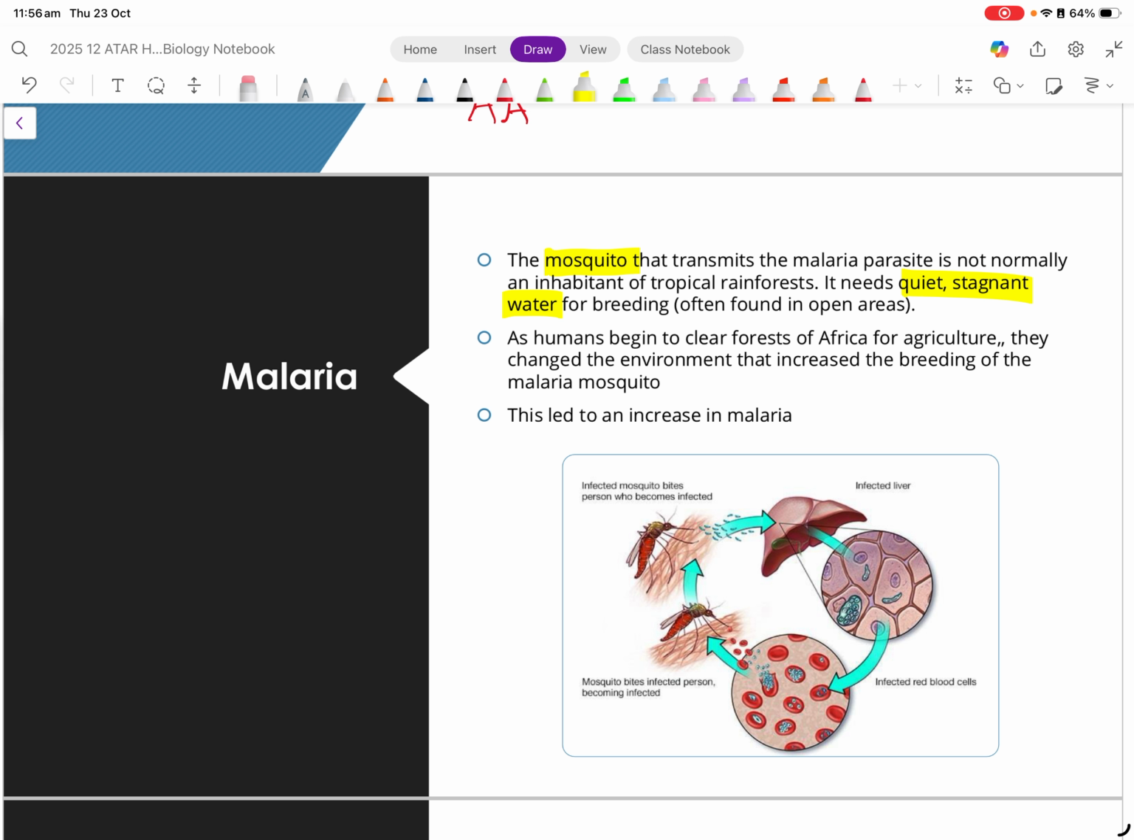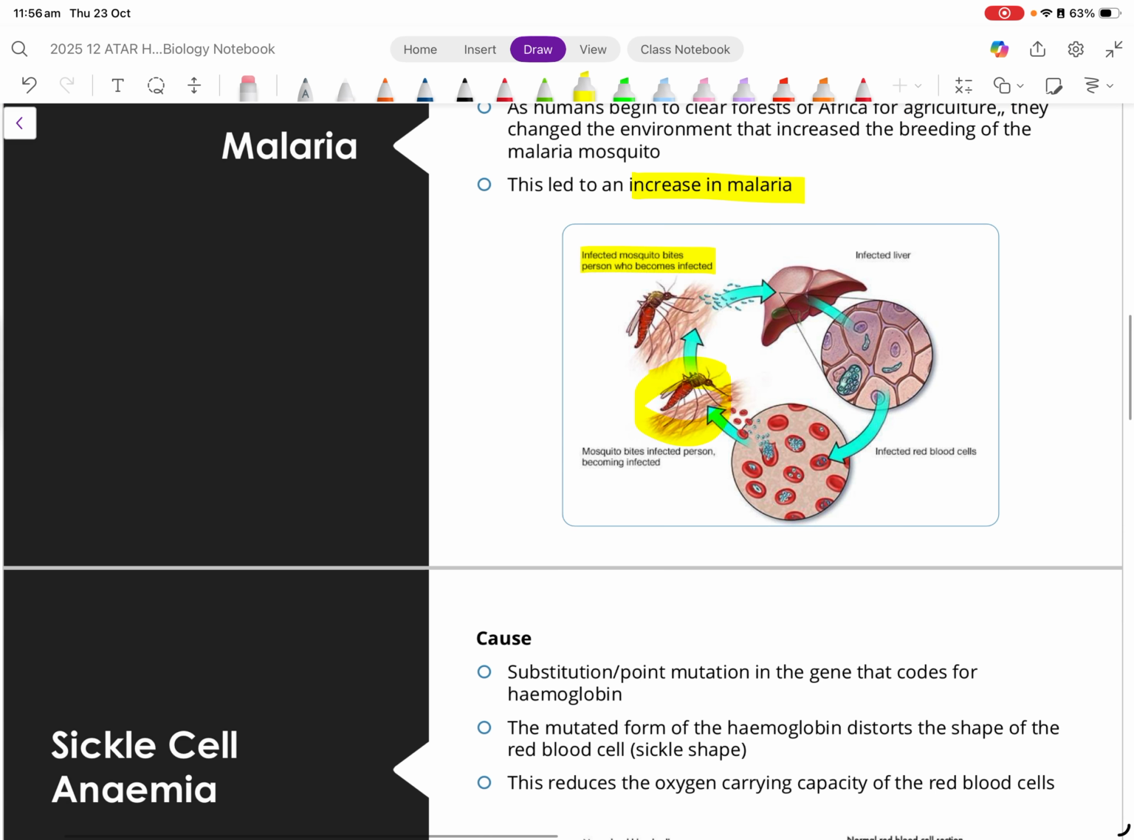Now, as humans over a long period of time cleared out forests within Africa for agriculture, they changed the environment, and that led to an increase in the breeding of that particular malaria mosquito, which has led to an increase in malaria. As we can see in the diagram here, the infected mosquito is going to bite someone who becomes infected. This disease, malaria, is going to infect their liver and target their red blood cells. And so then the red blood cells are picked up by another mosquito, and that mosquito will then carry the malaria and spread it to another person again.